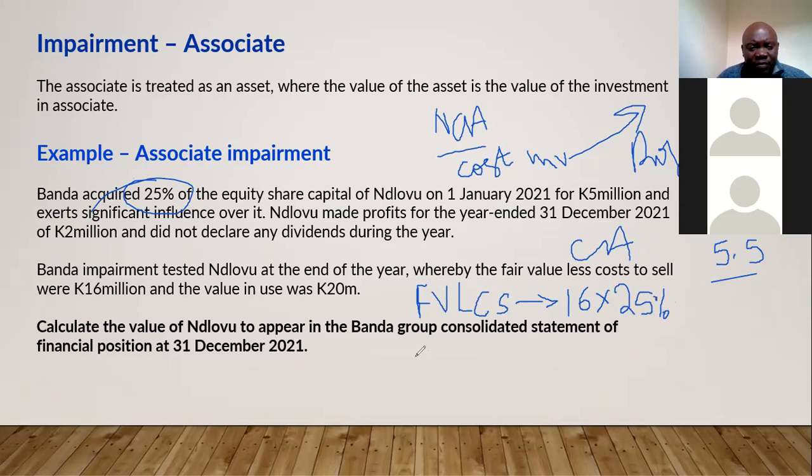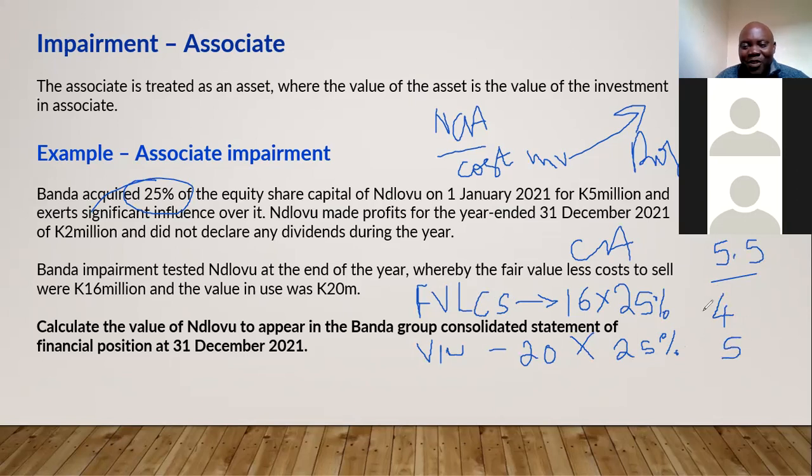Then value in use. Value in use is 20 million times 25%. So here, 16 times 25%, guys, how much is it? It's 4. Then this is 5.